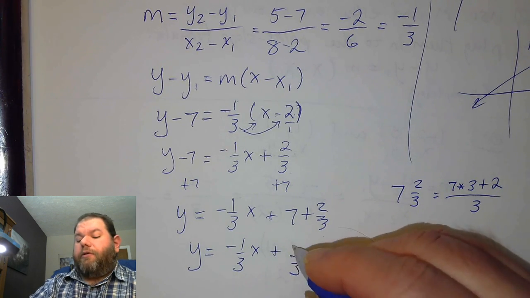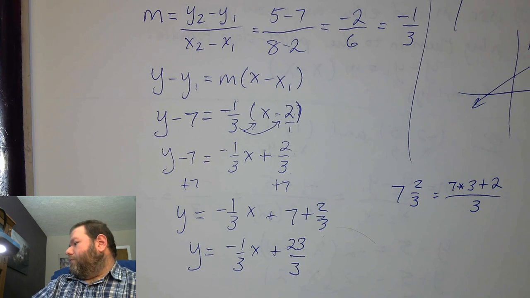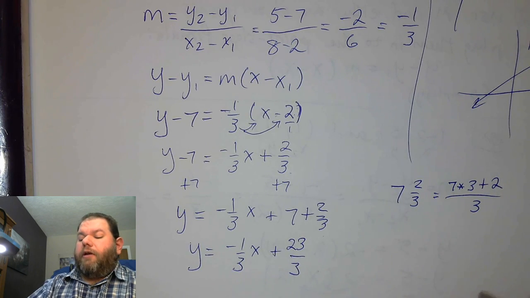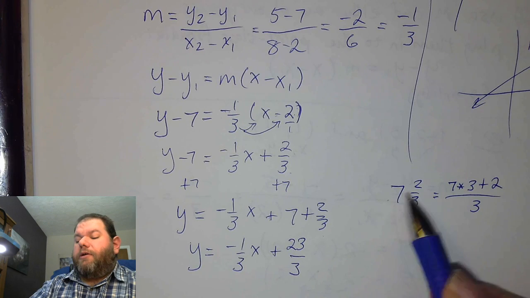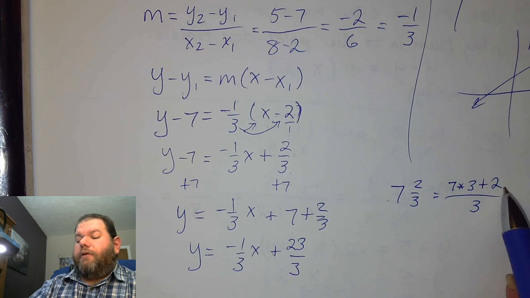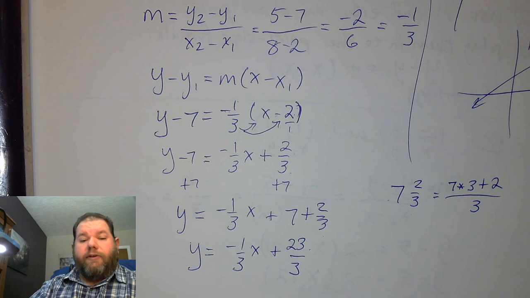(23 over 3). Yeah, if we have 7 and 2/3, then we take 3 times 7 is 21, plus 2 is 23. And then the denominator stays the same, 3.